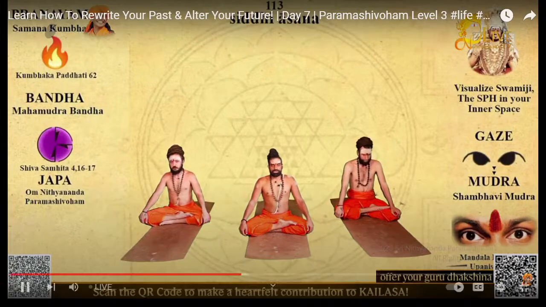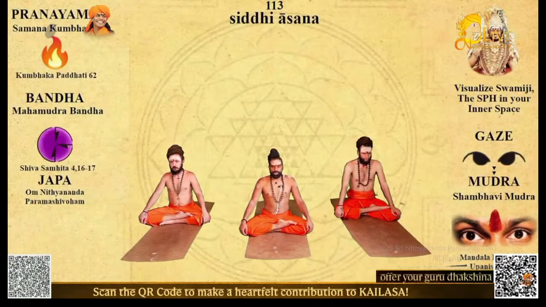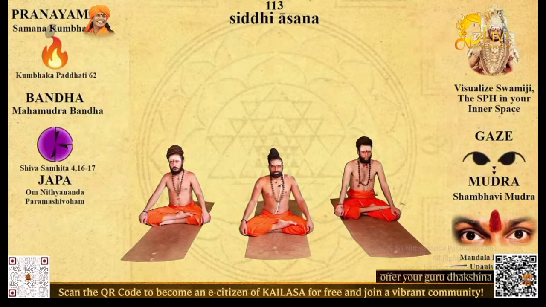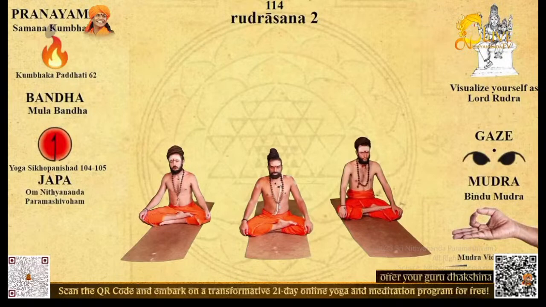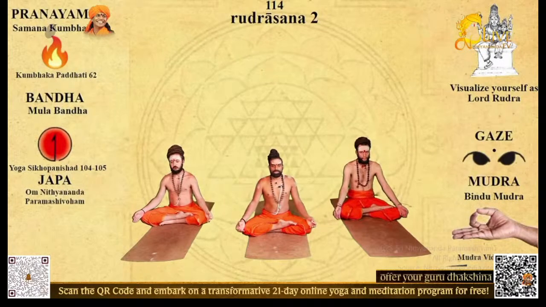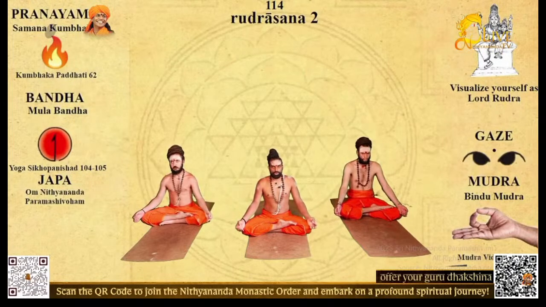Inhale. The next asana is Rudrasana 2. Now keep the legs in the same position as Siddhasana. The next asana, as you place both the legs in the same position as Siddhyasana, rotate the hands on top of the knees in Bindu Mudra. Switch the gaze to the third eye. Visualize yourself as Lord Rudra, the fierce dimension of Shiva.